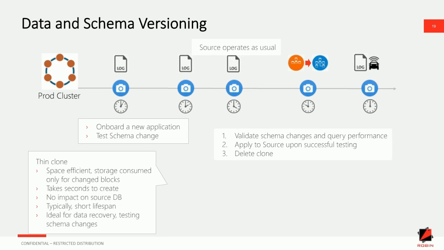What you get with Robin's ability to take snapshots and do thin clones is data and schema versioning. So you can version your data and schema all at the same time. Remember, when you take a Cassandra snapshot, you only take a snapshot of the data, not the schema. With Robin snapshots, the entire state of the database, including data and schema, gets captured. Right? So quite a powerful feature there.